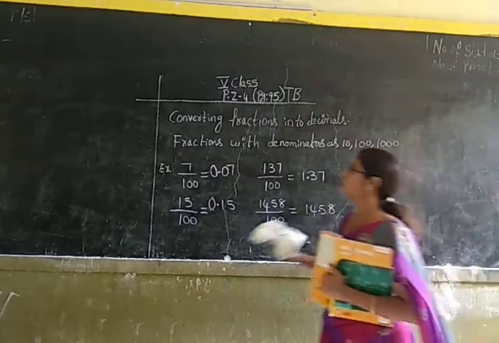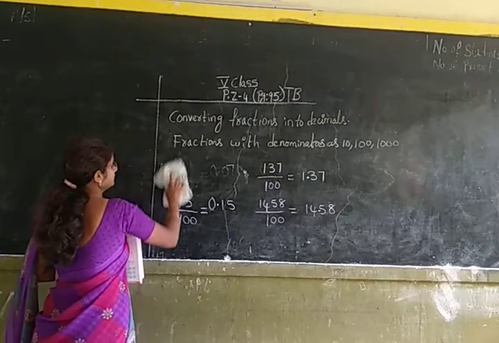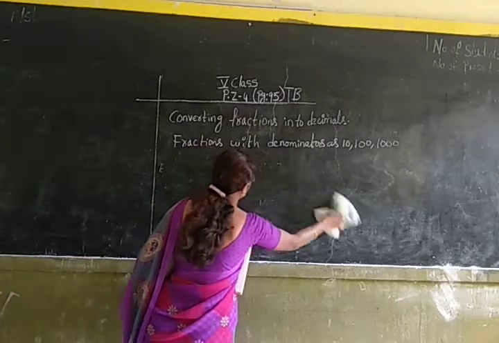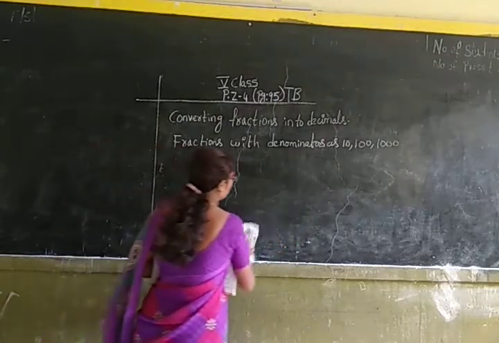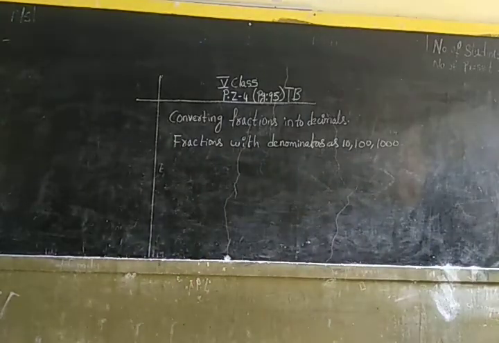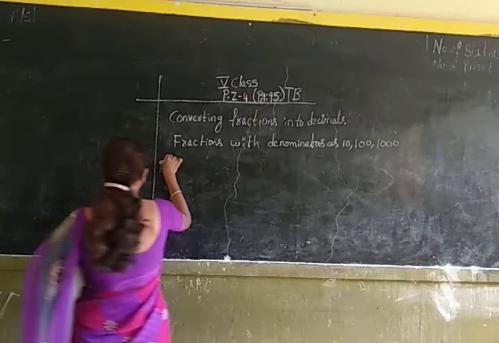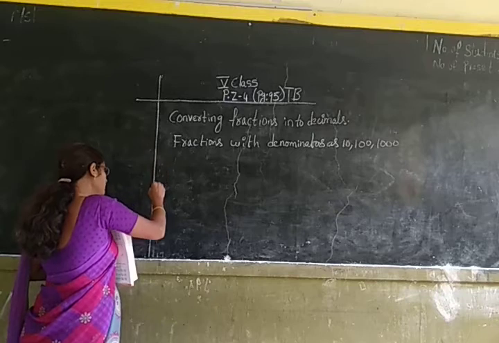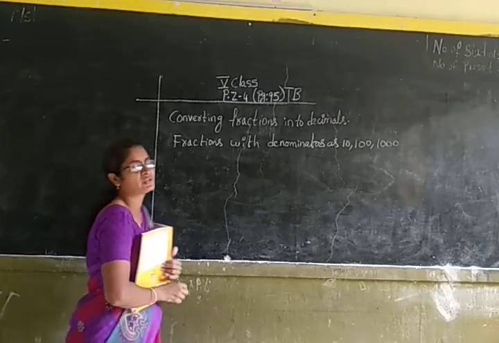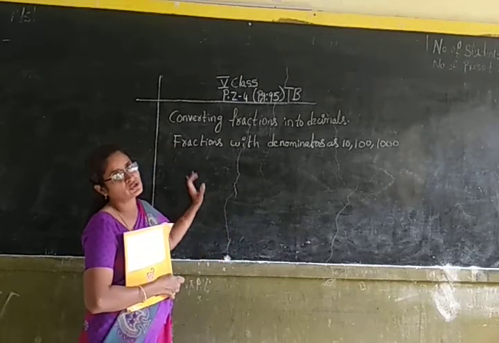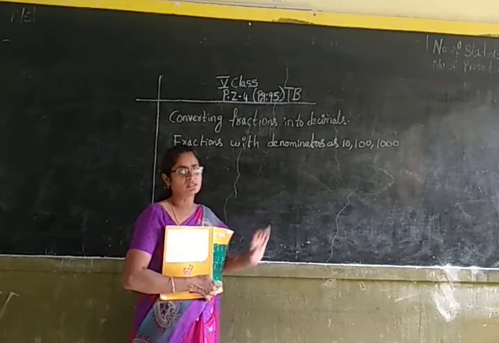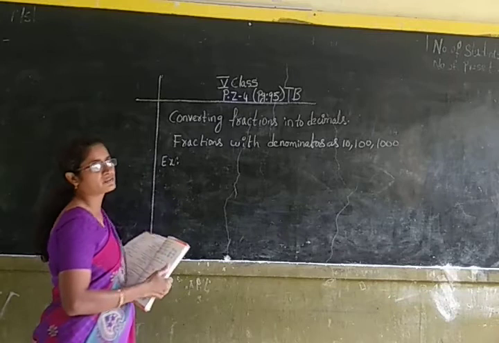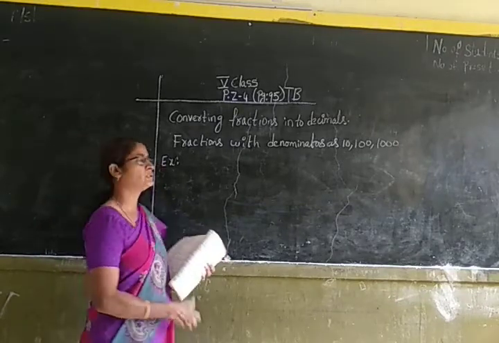Okay children. Now let us do the next one. Let us learn how to convert a fraction with denominator 1000 into decimal. Now we have learned how to convert a fraction with denominator 10 into decimal, and also we have learned how to convert a fraction with denominator 100 into decimal. Now let us learn how to convert a fraction with denominator 1000 into decimal.